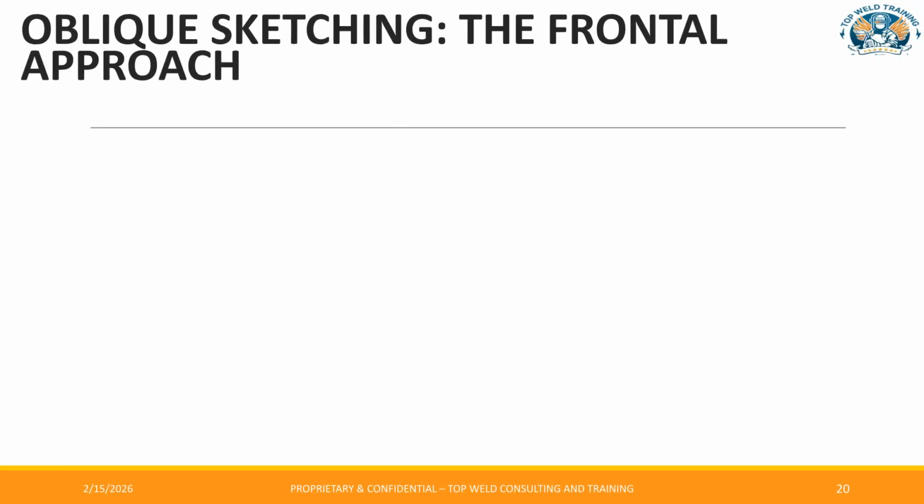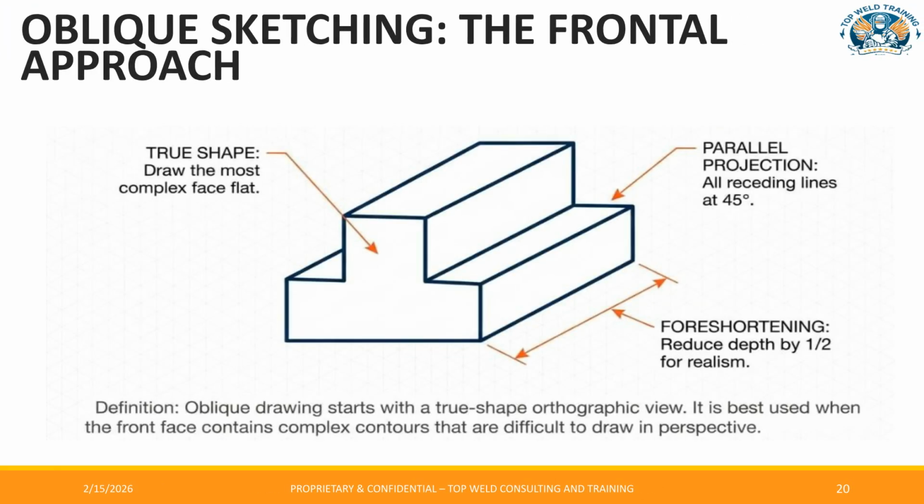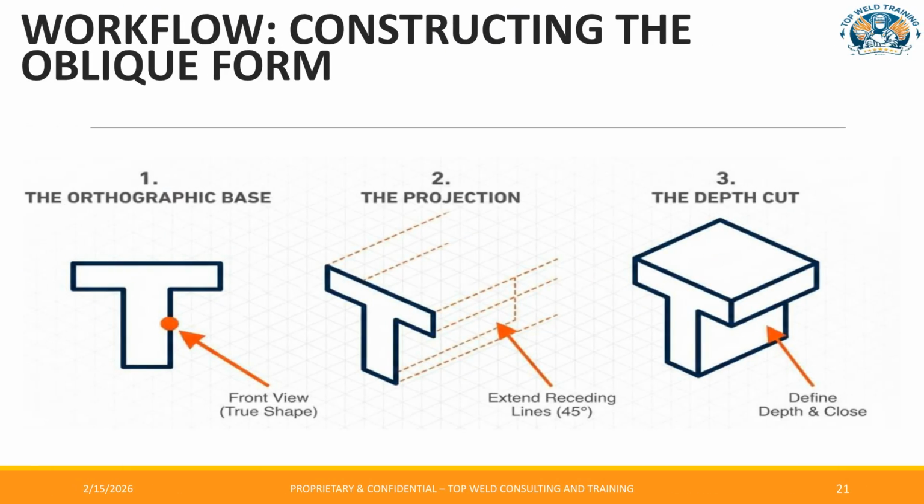Oblique sketching uses a frontal approach. Start with a true shape orthographic view for your most complex face, then use 45-degree parallel projection for receding lines. Foreshorten the depth by half to ensure the drawing appears realistic. When constructing an oblique form, follow a logical workflow. Start by drawing the front face, then add the receding axes.